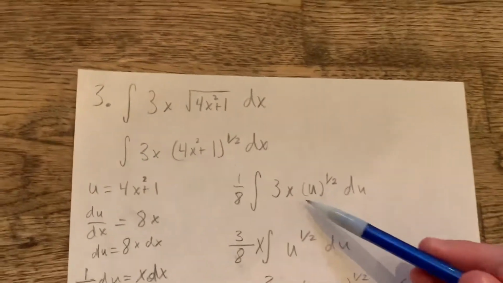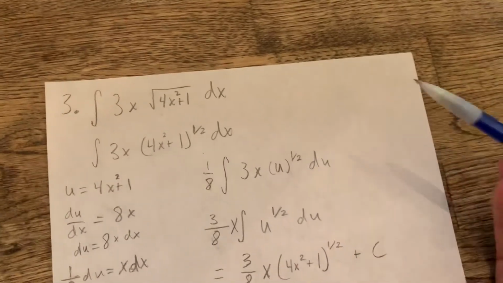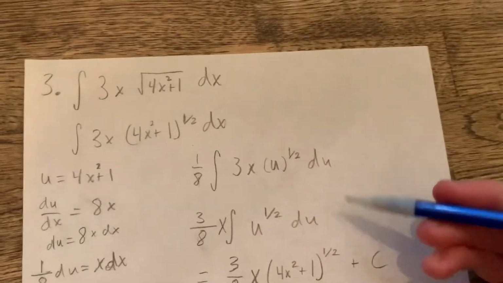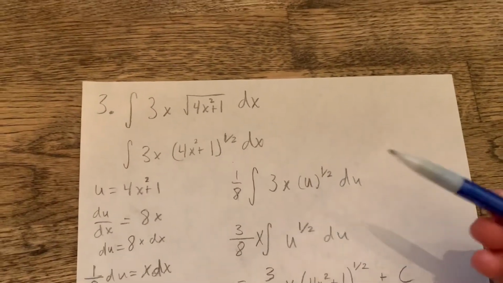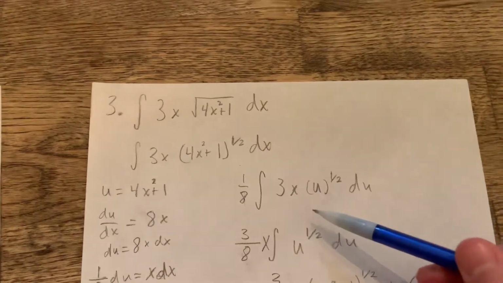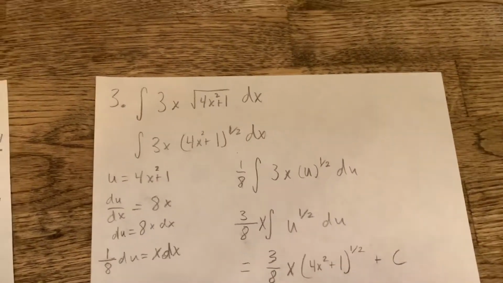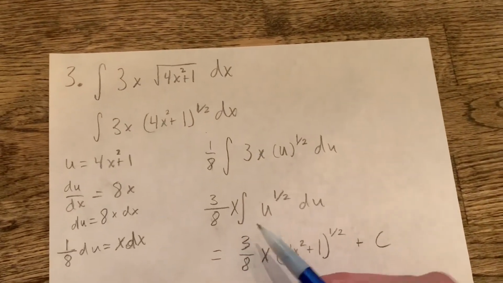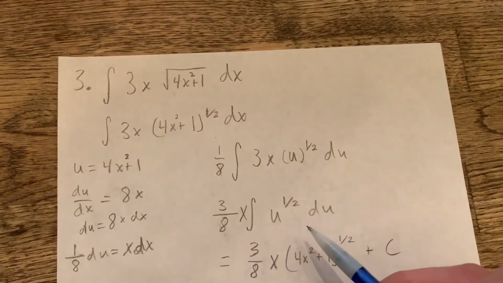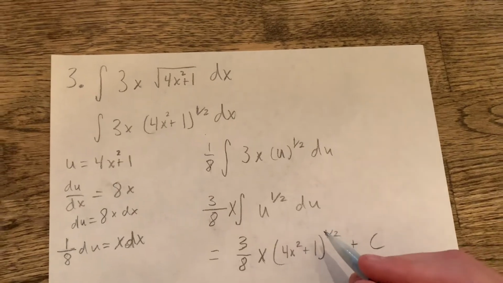We've gone over this before. What we are left with here is an extra x, and we are going to basically multiply. It would be the equivalent of 3x over 1 times 1/8. So we would be left with 3 over 8x on the outside, and then yet again on the inside we would have u to the 1/2 du.